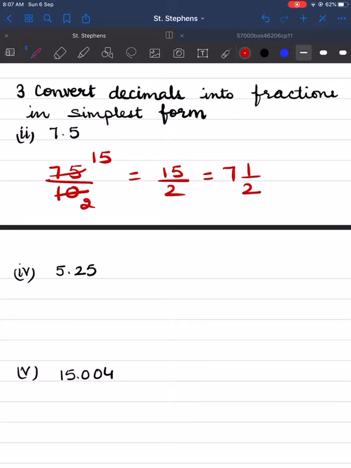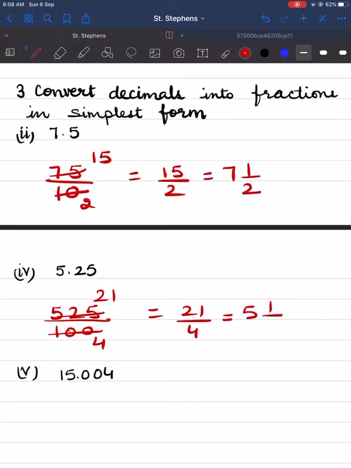Fourth part 5.25. Now here numerator is 525. Now there are two decimal places in the number, so we write 100 in the denominator. Now here 25 is the common factor, so let's cancel out. So here we get 21 and here we get 4. So it is 21 on 4, which can be expressed in mixed fractions as 5 1 on 4.